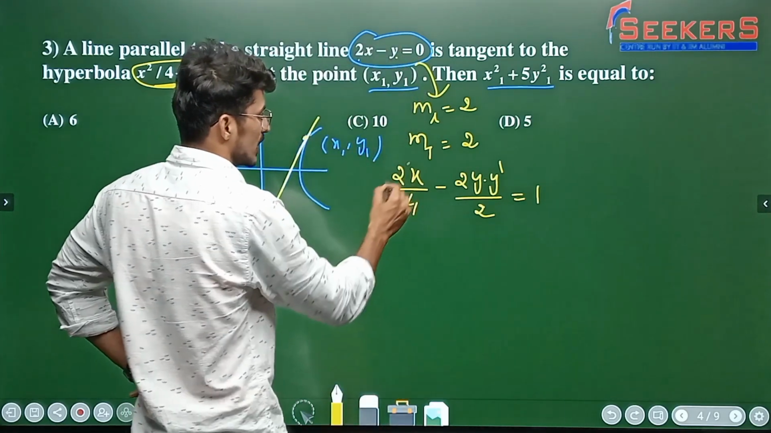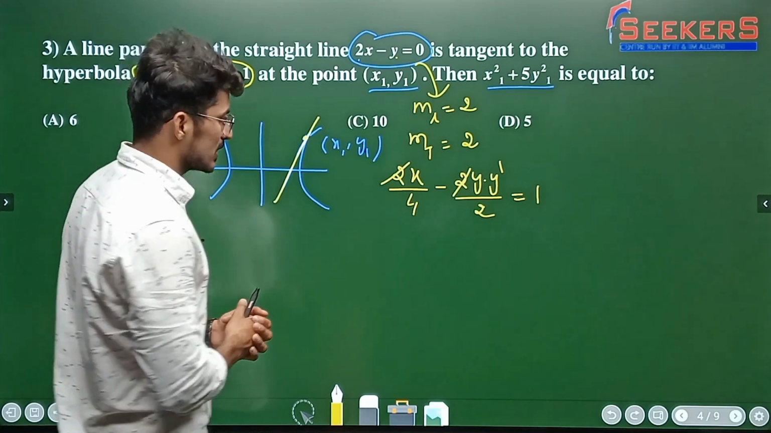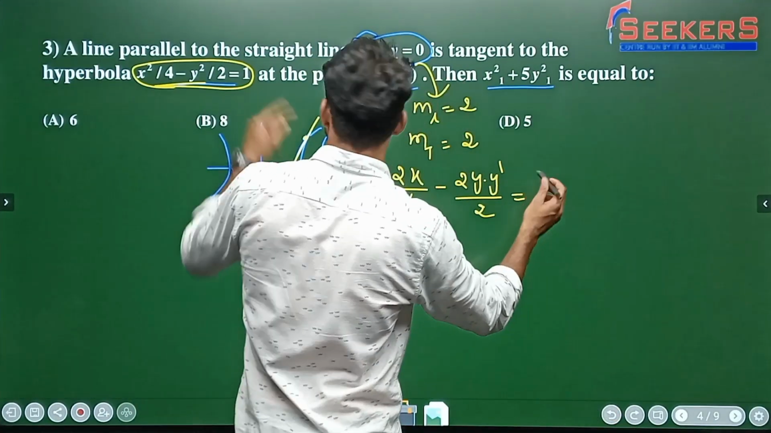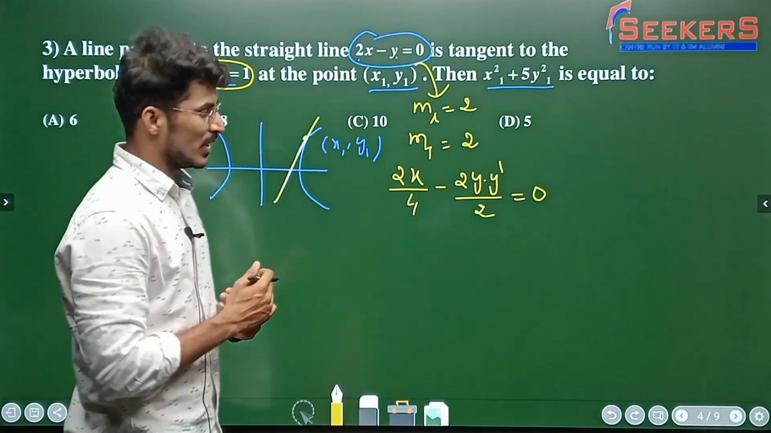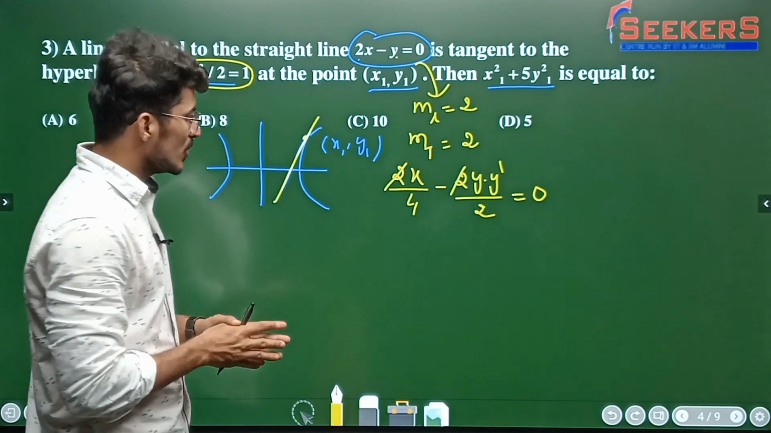Now what I'm going to do is, look at this, I'm taking 2 common. So let us take 2 common and else we'll do one thing. Look at this here. Derivative of this what? Derivative of 1 is what? 0 here. Derivative of 1 is 0. Let us take 2 common and shift that side. 0 by 2 is what? 0.